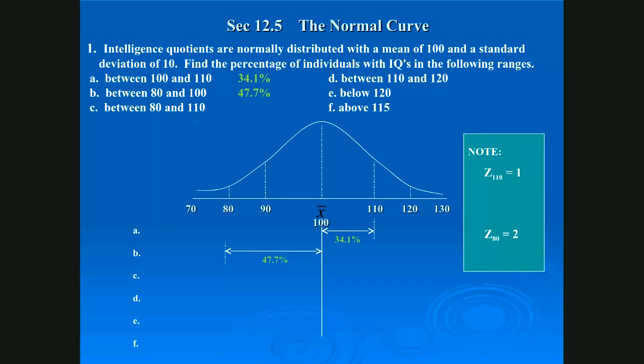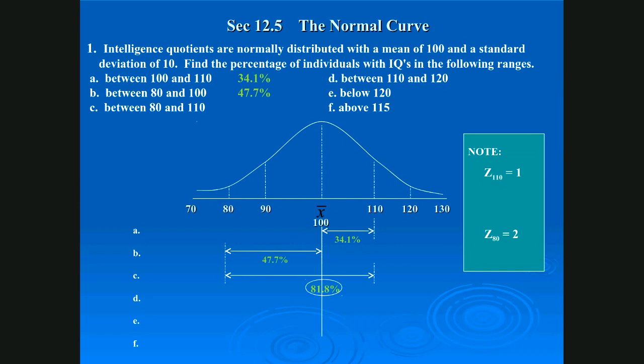In example C, we want to find the percentage of individuals with IQs between 80 and 110. Well, we've already found the percentage of individuals right here between 80 and 100, right? That's 47.7%. And we also found the percentage of individuals with scores between 100 and 110. So we add together the 47.7% plus the 34.1%.